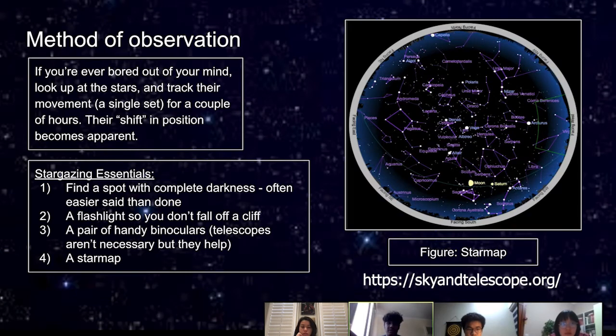How do we observe these things? Simple. Four steps. Find a spot with complete darkness. A lot easier said than done. A flashlight so you don't injure yourself. A pair of handy binoculars and a star map. A star map is important because it helps put all constellations in relation to one another, so you can pick at them a lot easier.